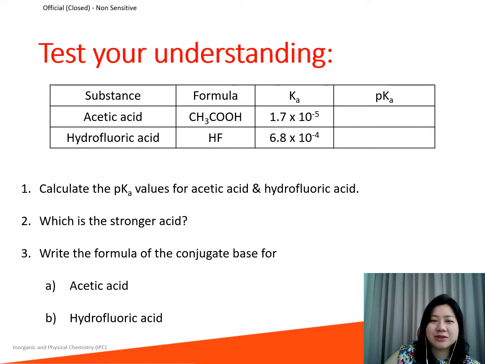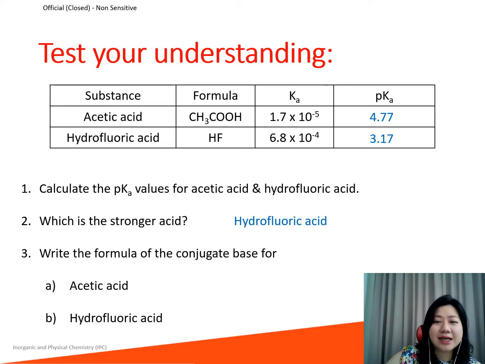pKa is calculated using negative log Ka, so you should get 4.77 and 3.17. Comparing the two acids, hydrofluoric acid is the stronger acid since it has a higher Ka value. The conjugate base of an acid is the acid minus a H plus ion. So for acetic acid, the conjugate base is CH3COO minus, and for hydrofluoric acid, the conjugate base is F minus.